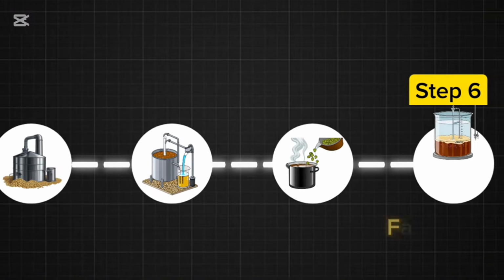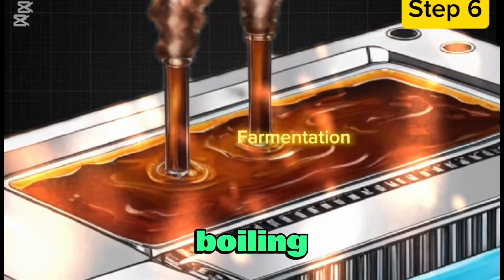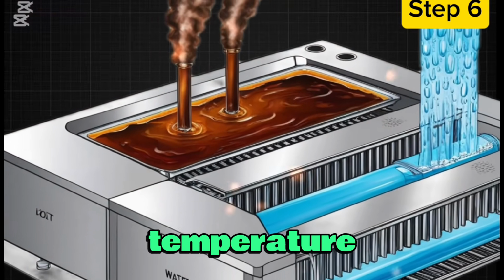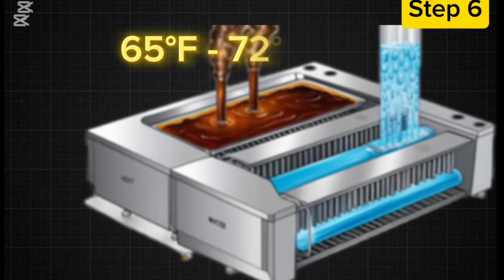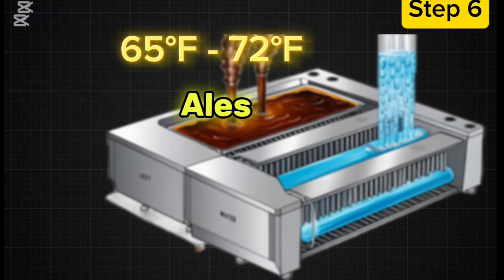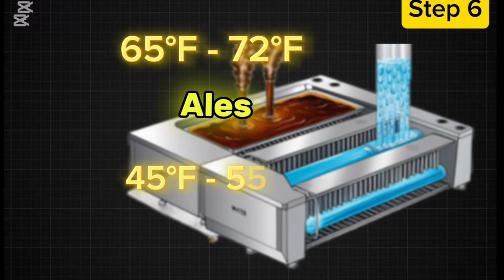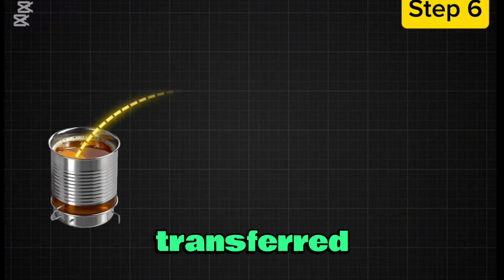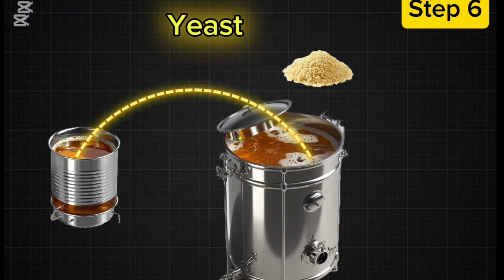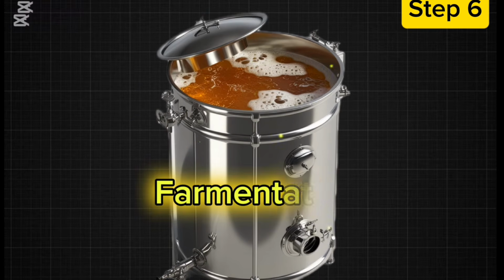Step 6. Fermentation. After boiling, the wort is cooled rapidly to a temperature suitable for fermentation, typically between 65 degrees Fahrenheit and 72 degrees Fahrenheit for Ales and 45 degrees Fahrenheit to 55 degrees Fahrenheit for lagers. The cooled wort is transferred to a fermentation tank and yeast is added. This stage is called fermentation.